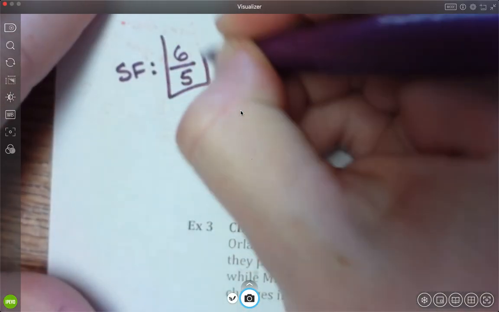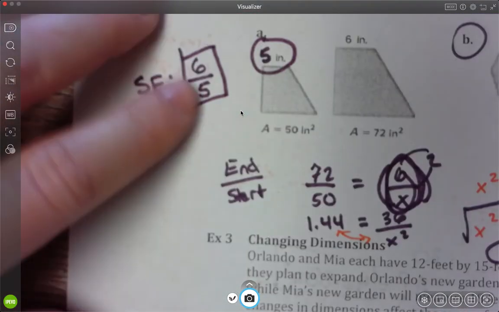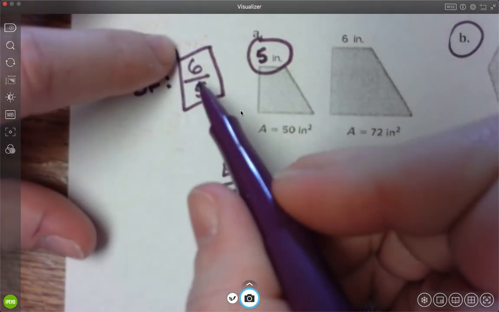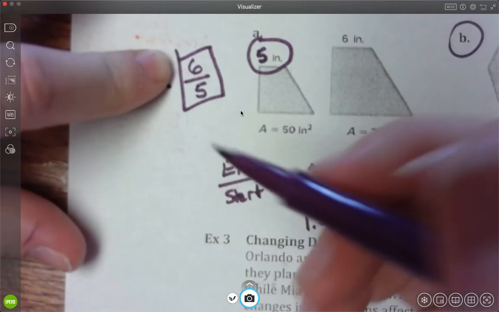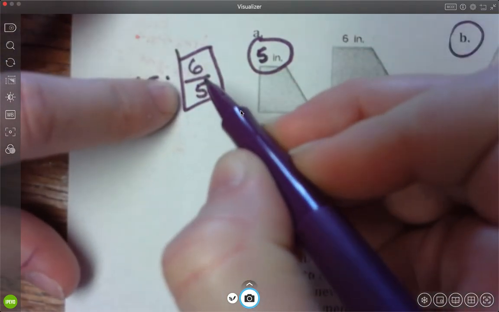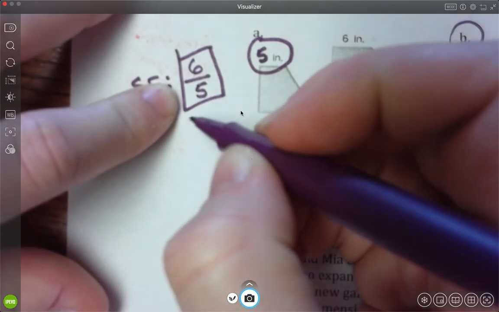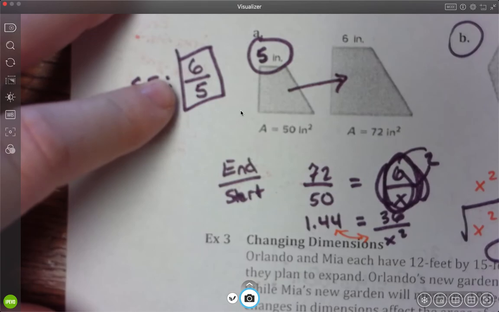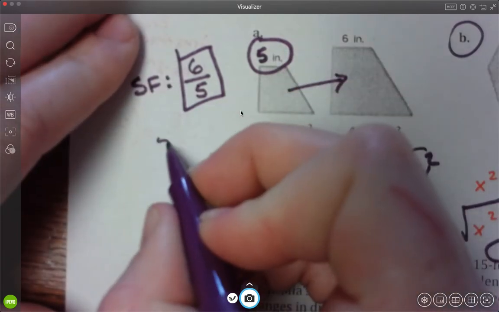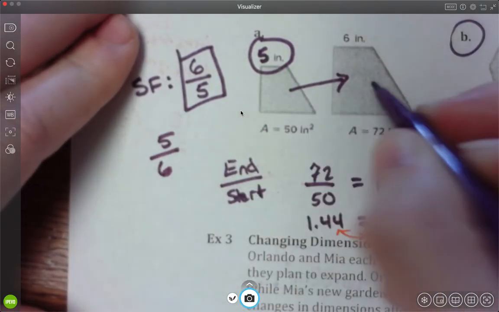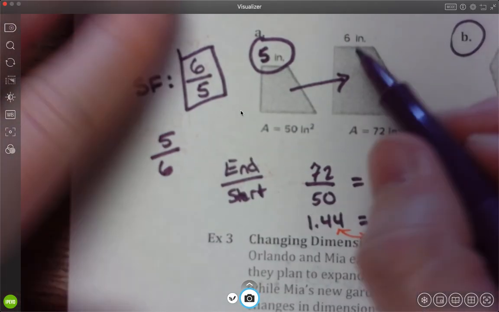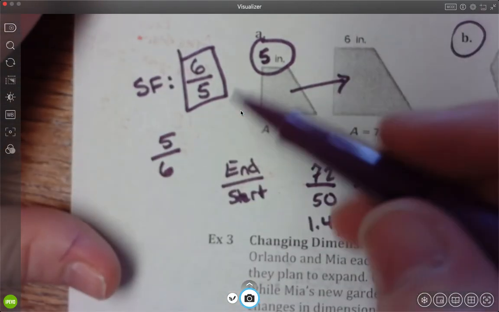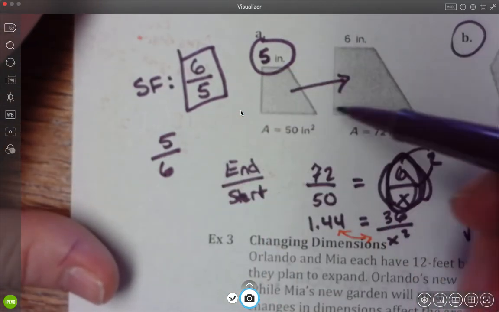So I found that x was 5 inches, and my scale factor is 6 over 5, going from the left to the right. Now, if the scale factor is a number larger than 1, that means you're enlarging it. So 6 over 5 is bigger than 1. We are making it bigger, which means we're enlarging it, which is exactly what we're doing. If it was a number less than 1, like 5 over 6, that would mean we are making it smaller. That would be if these two figures were flipped around. If we were starting with the large one going to the smaller one, we would use 5 over 6, because my ending would be 5 and my starting would be 6.